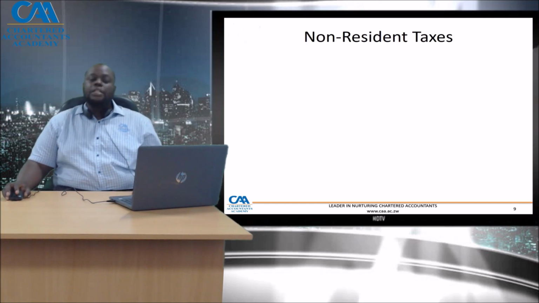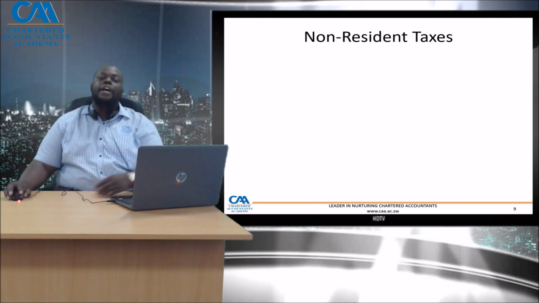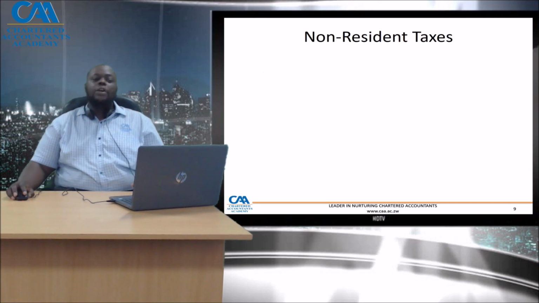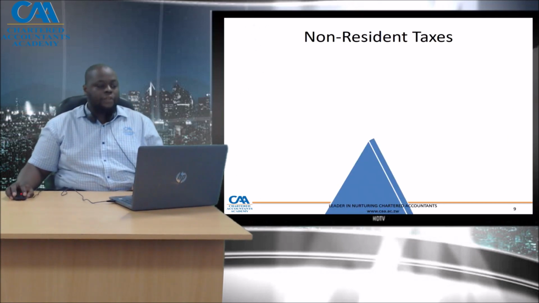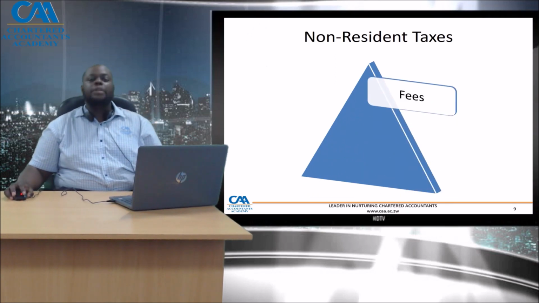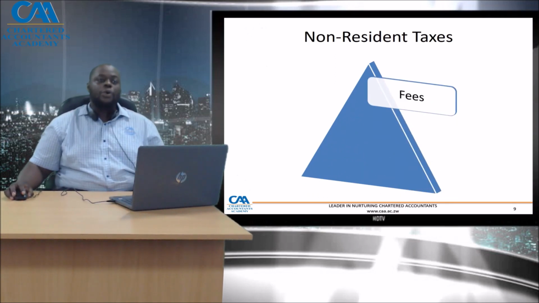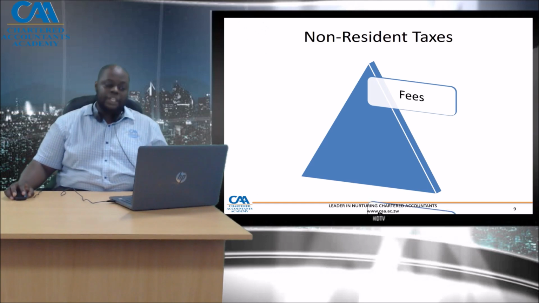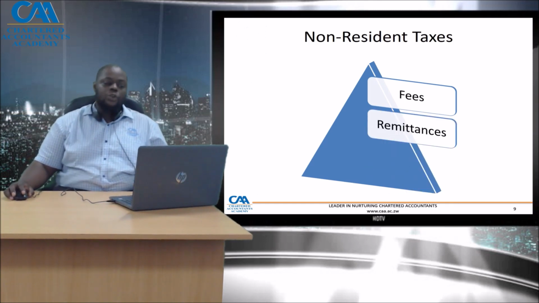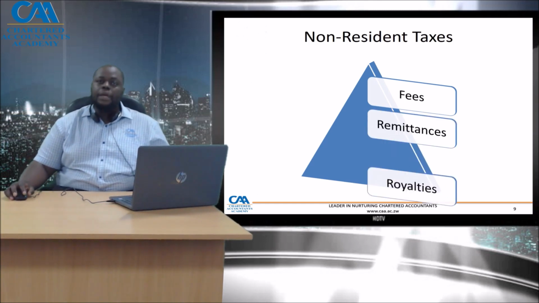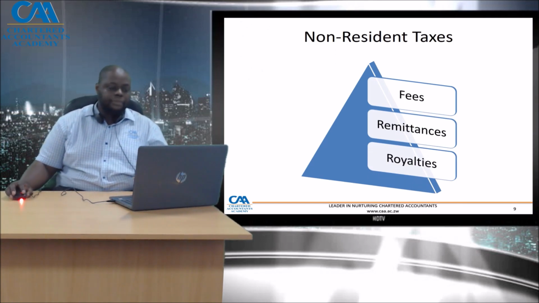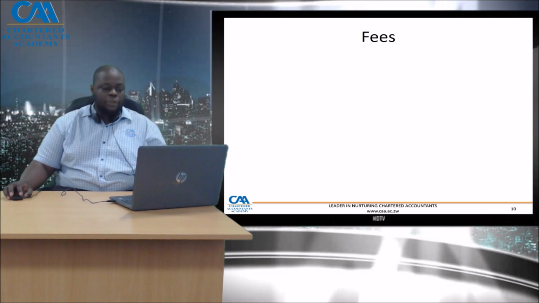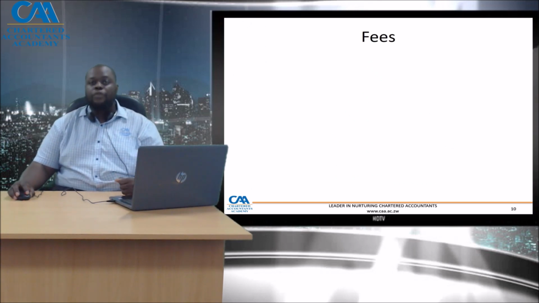The next broad sector that we're going to look at are our non-residents. And under our non-residents, we have 3 taxes that are withheld from non-residents. First one being, there's a withholding tax on non-resident fees. Second, non-resident tax on remittances. And thirdly, non-resident tax on royalties. So our first topic will be to cover our fees.